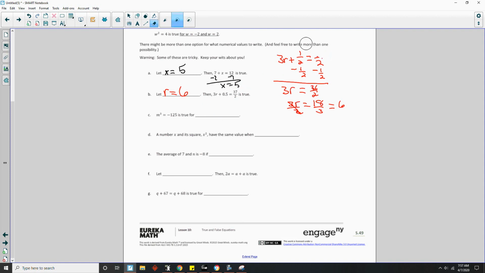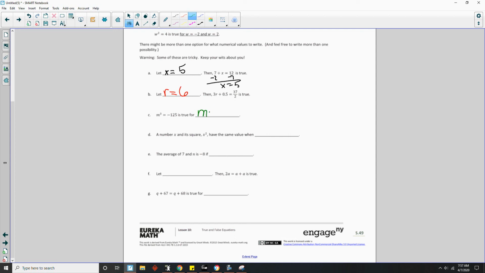Okay, so now m cubed equals negative 125 is true for what? For m equal to, and then we need to find the number. So we say m cubed equals negative 125. So I take the cube root of both sides. The inverse of cubing is cube rooting. So I take the cube root of negative 125.